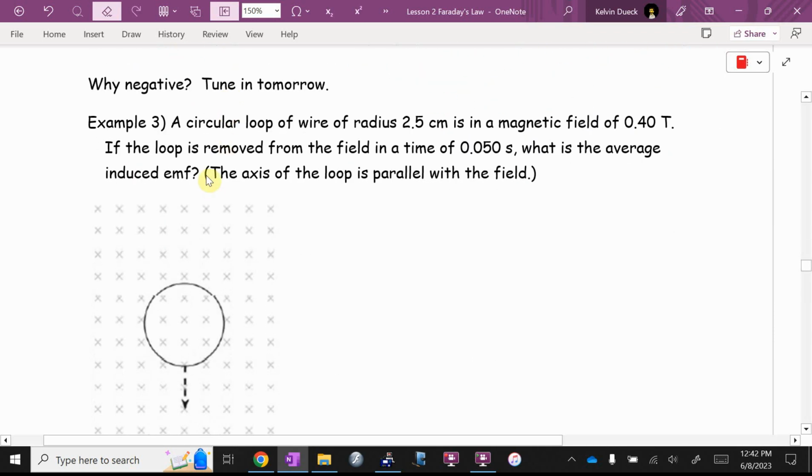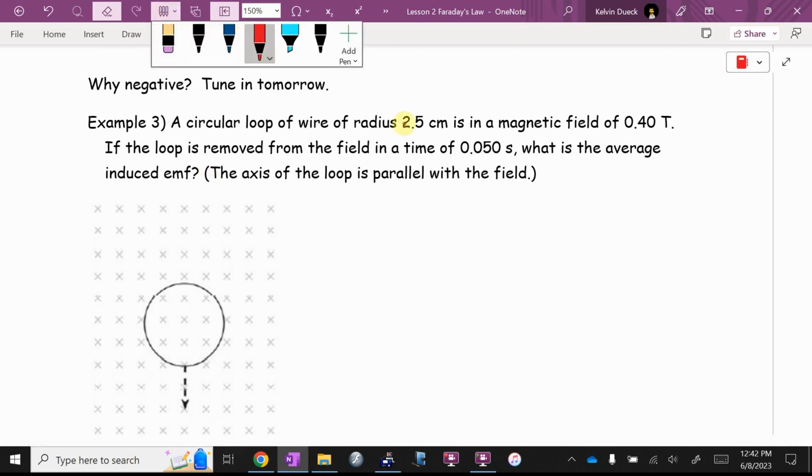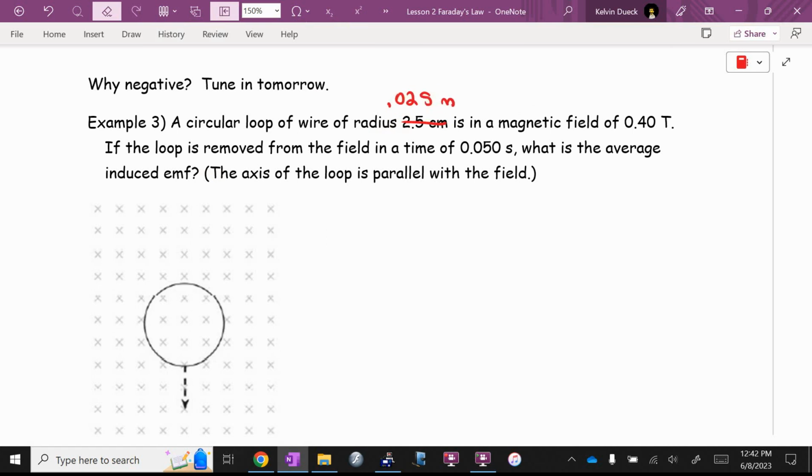Example 3. A circular loop of wire of radius 2.5 cm, nice try, Dueck, 0.025 meters, is in a magnetic field of 0.4 teslas. It's removed from the field in a time of 0.05 seconds. What's the average induced EMF? And it says the axis of the loop is parallel with the field.